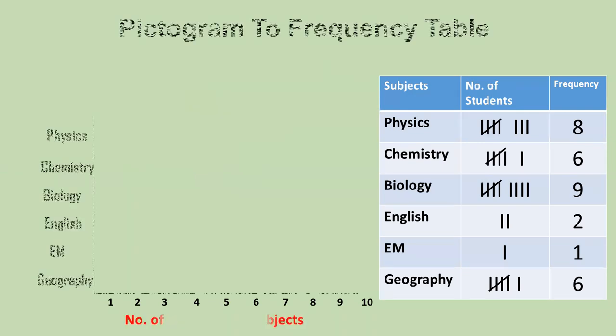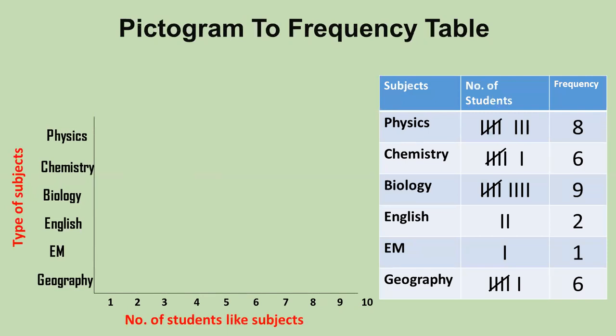For example, if you have a pictogram, in this pictogram there's a graph, and along the x-axis, the number of students who like the subject, while along the y-axis, the types of subjects are represented. For example, if you have geography, and 6 students like geography, we can represent 4 lines and one cross line in the tally. This is for number 5, while plus 1, this is 6.